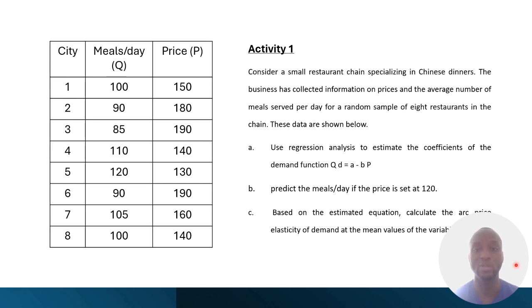These data are shown below. Use a regression analysis to estimate the coefficient of the demand function, quantity demand equals A minus BP. And B, predict the meals per day if the price is set at $120. And based on the estimated equation, calculate the arc elasticity of demand at the mean values of the variable. Sorry, my picture might be blocking that, but you should have this question as well.